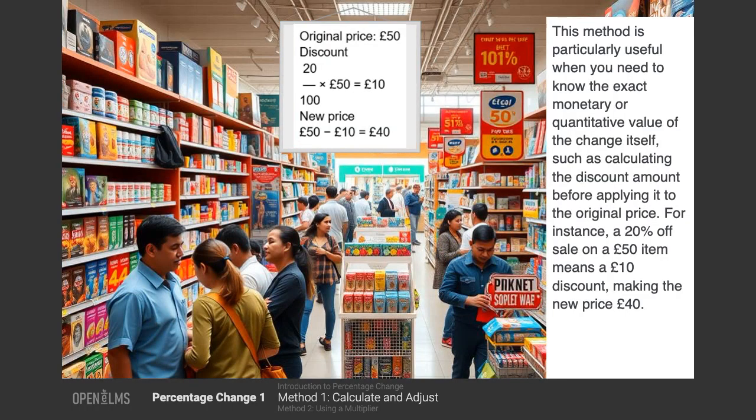This method is particularly useful when you need to know the exact monetary or quantitative value of the change itself, such as calculating the discount amount before applying it to the original price. For instance, a 20% off sale on a £50 item means a £10 discount, making the new price £40.